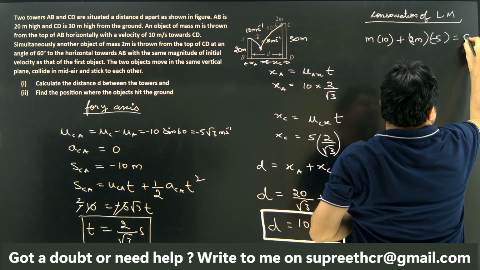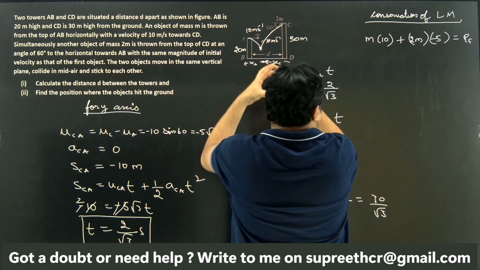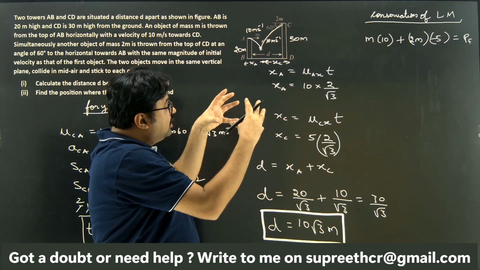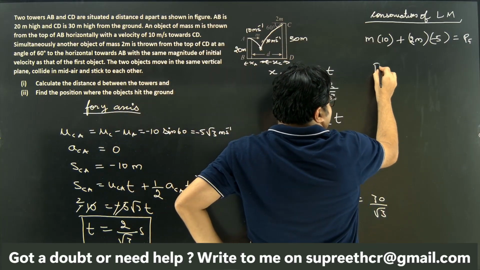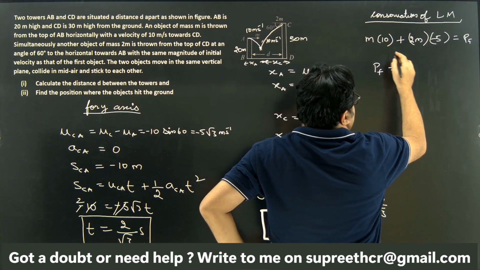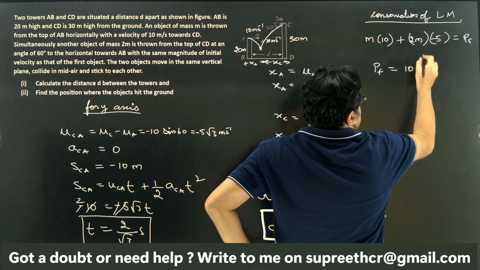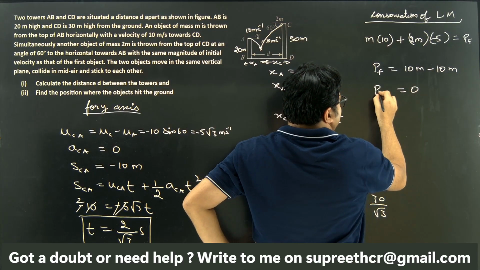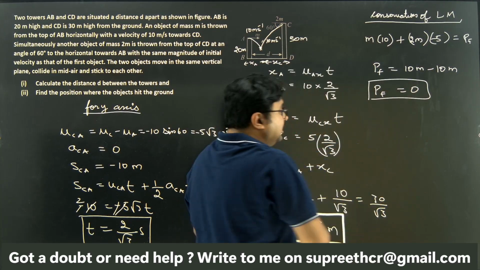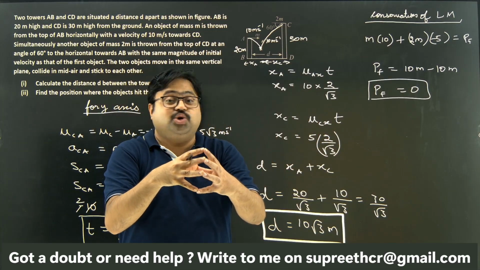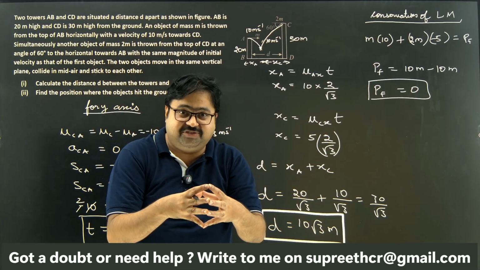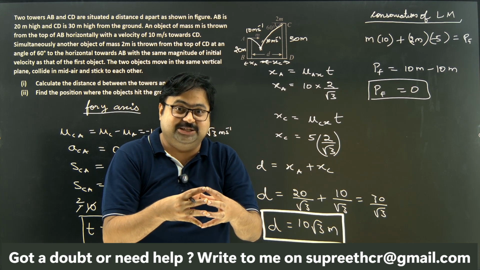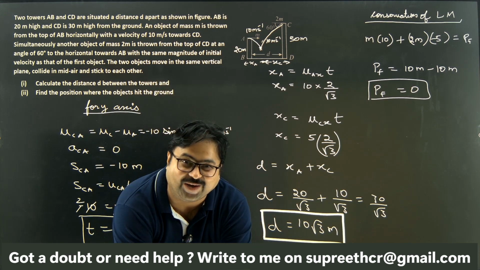The total momentum would be the final momentum after they collide. So what is the final momentum, dear friends? The final momentum is 10m minus 2 into 5m, and the answer is 0. So both the masses after they collide do not have any momentum. Mass is definitely non-zero, so the velocity must be zero. So they are going straight down.